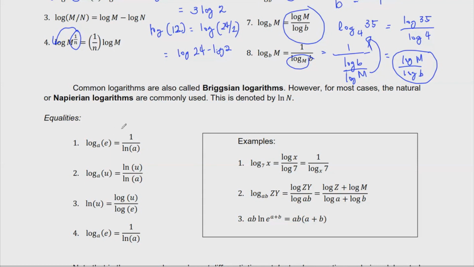For the first rule, if we apply rule 8 or 7, what happens is that we take 1 over the log of a base e, and we know that log base e translates to the natural logarithm. That makes perfect sense, because this expression translates to ln of a. Now for this one, you just have to apply the seventh rule, so that is ln of u over ln of a.